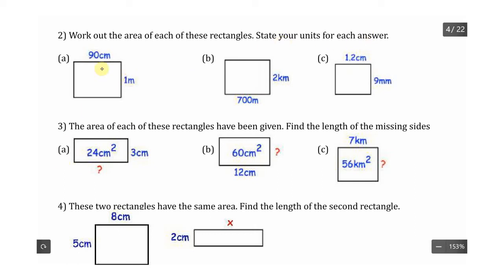So for this first one, let's say we did it in centimeters. This top length can stay the same. This one would be 100 centimeters. So 90 times 100, adding on 2 zeros to 90 would give us 9,000 square centimeters. Or if you did it in meters, it's this one we would need to change to 0.9 meters. And if we did 0.9 times 1, we would get 0.9 square meters. So you just need to be explicit in whatever units you're giving in your answer.